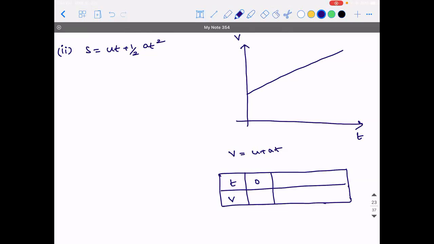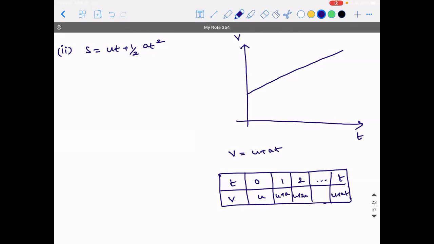If I put t is equal to 0, what is the value of v? It is u. If I put t is equal to 1, what is the value of v? It is u plus a. If I put 2 here, it is u plus 2a. If I keep on writing like this, if I put t here, it will be u plus at.